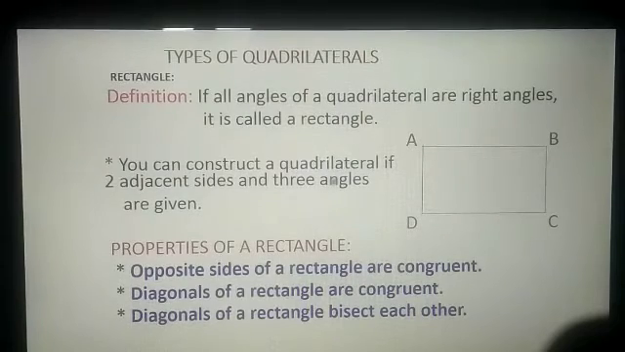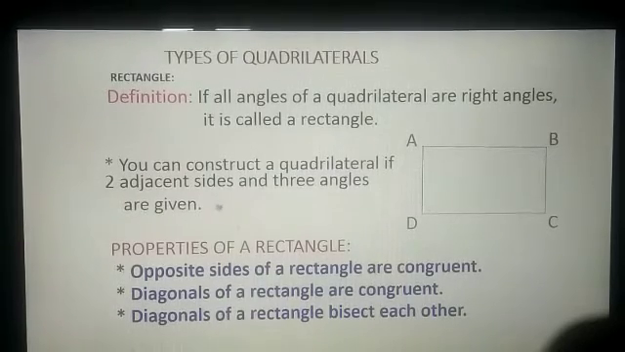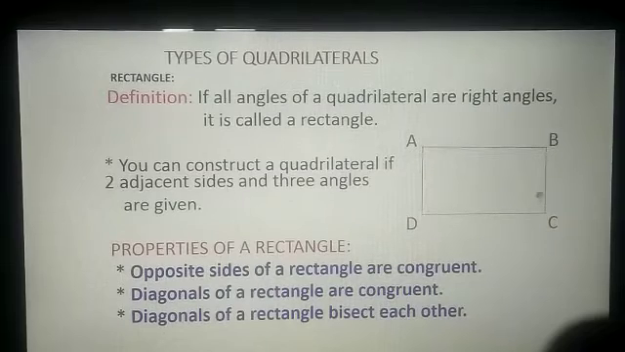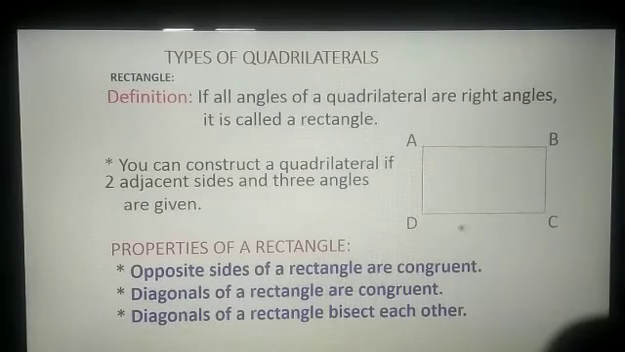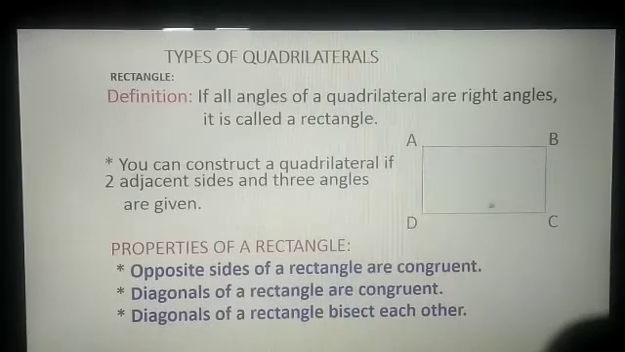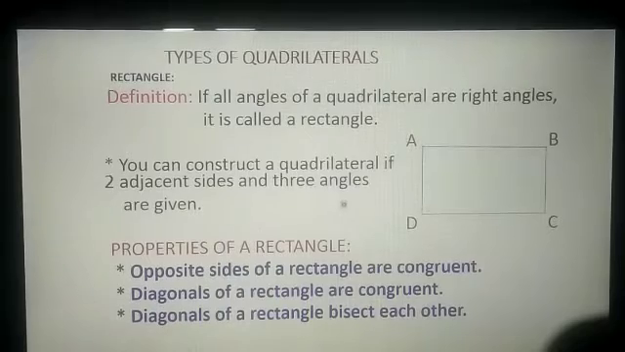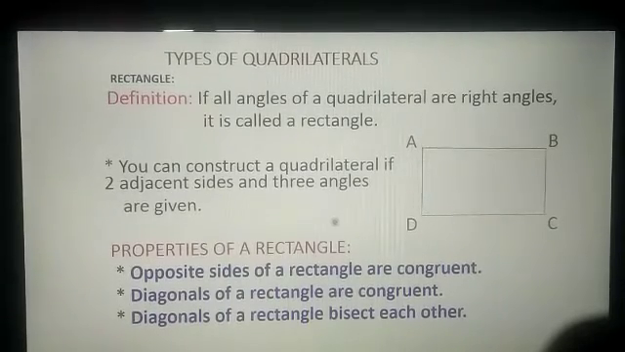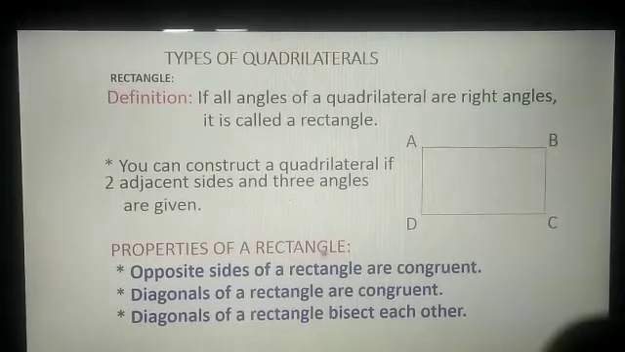You can construct a quadrilateral if 2 adjacent sides and 3 angles are given. Means out of 10 elements, any 5 elements, and 5 elements means 2 adjacent sides. Adjacent sides means if you take AD and DC, they are adjacent; if you take DC and BC, they are also adjacent. In such a way, AB and BC, such types of sides are adjacent sides. So if you know any 2 adjacent sides and any 3 angles, you can construct a rectangle. Okay, so let's see what are the properties of a rectangle.